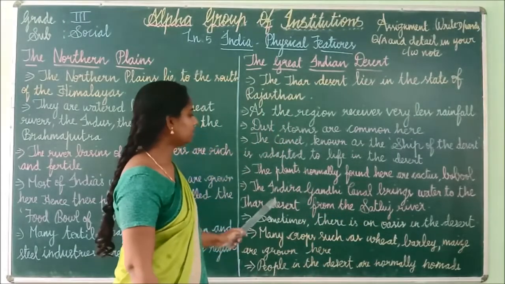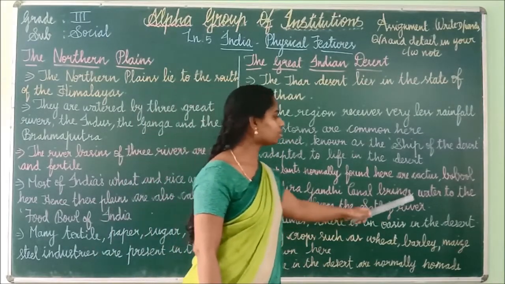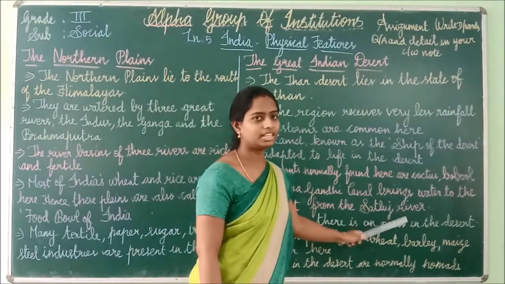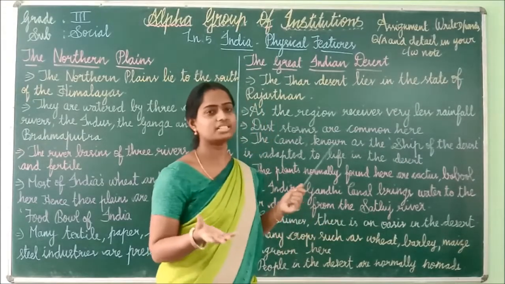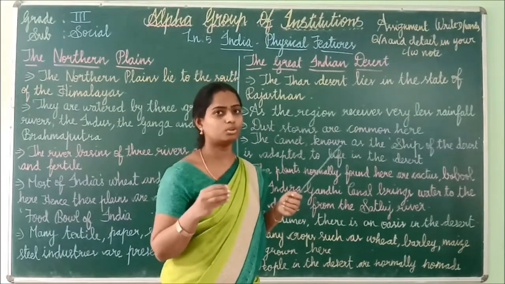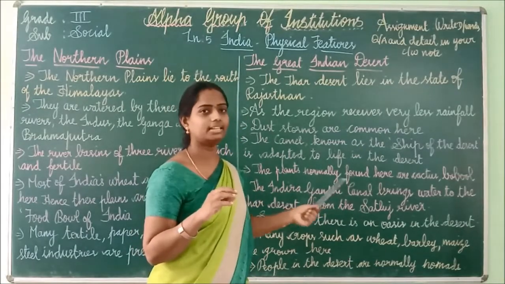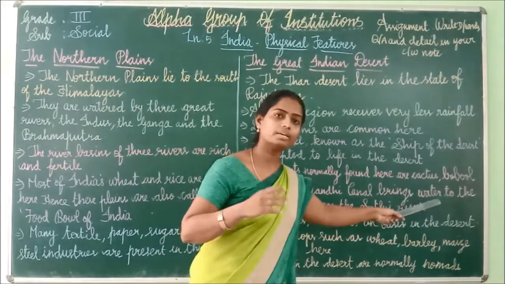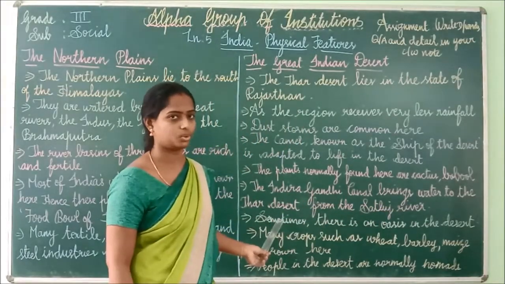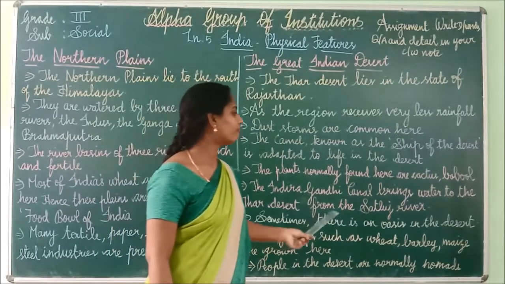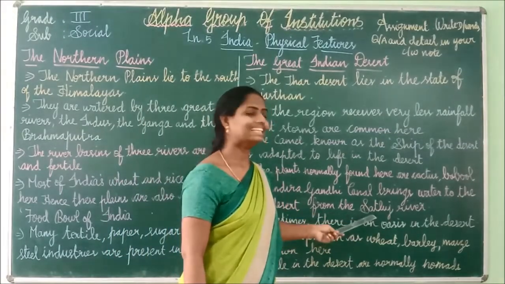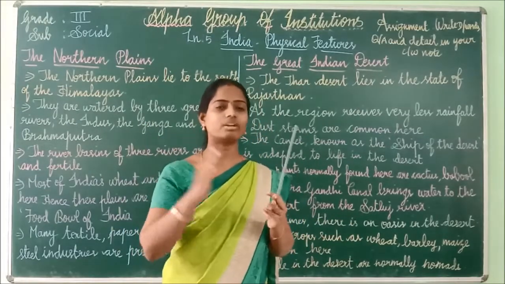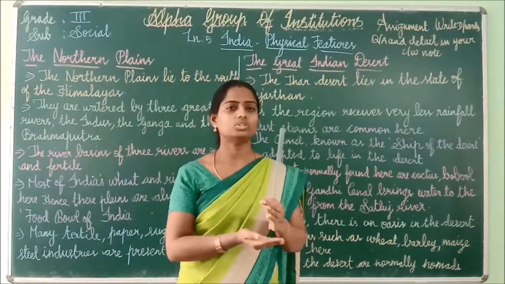Okay, and then the Indira Gandhi Canal brings water to the Thar desert from the Satluj river. See, without water it is very tough to live. So the name of the canal is Indira Gandhi. What does it do? It brings water to the Thar desert from the Satluj river. Which river, children? Satluj river. From the Satluj river, the Indira Gandhi Canal, which means it is the way, takes the water to the Thar desert.